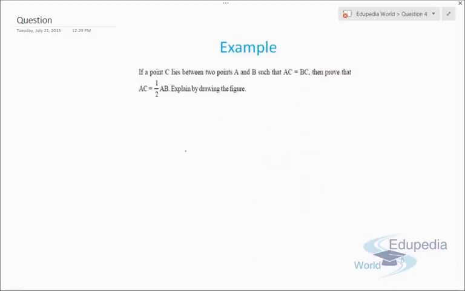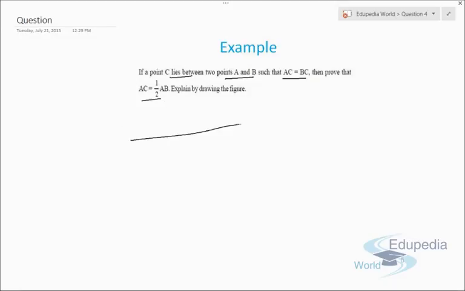Now let's solve question number 4. If a point C lies between 2 points A and B such that AC equals BC, then we have to prove that AC equals half of AB. We have to explain by drawing an example.